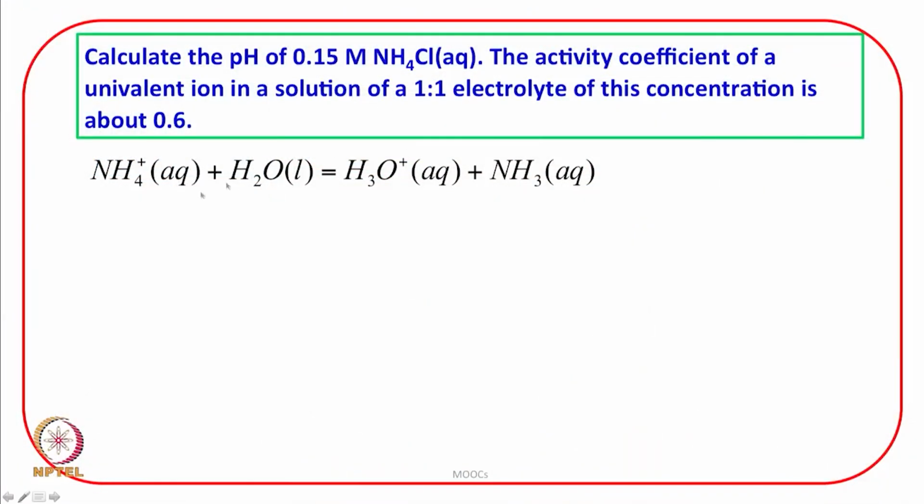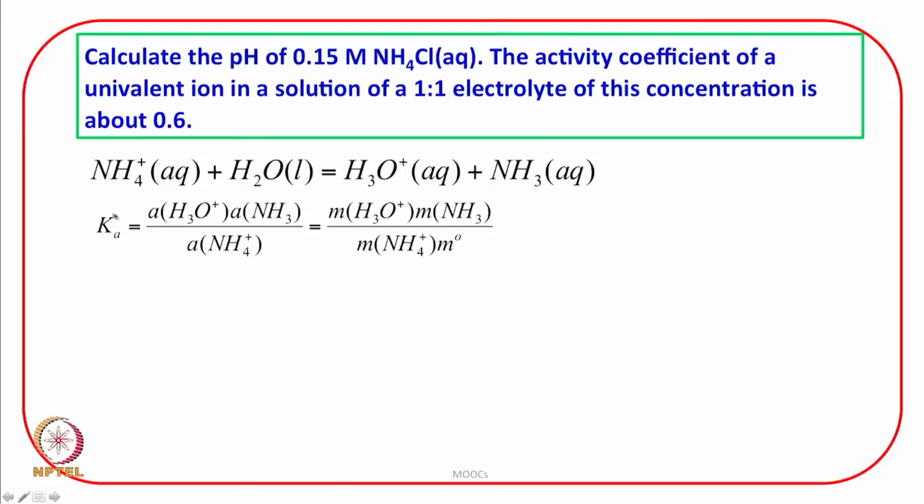Since we have ammonium chloride, the corresponding equilibrium is ammonium ion plus water forming H3O plus and ammonia. And Ka, the acidity constant for this weak acid, will be the activity of hydronium ion times the activity of ammonia divided by the activity of ammonium ion. As we discussed earlier, since the solution is dilute, we can replace activity by molality. Further, the two molalities of H3O plus and NH3 are going to be the same by the reaction stoichiometry. We are assuming that the molalities are the same. And once again I will highlight that we are approximating activities by molalities or by concentration.